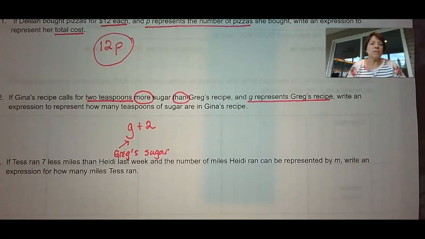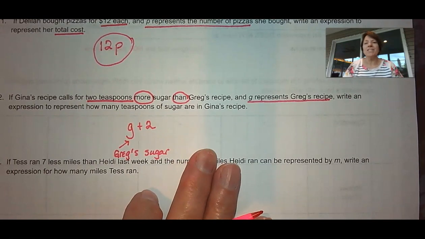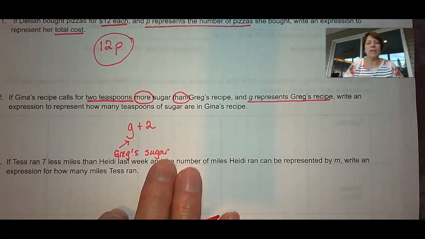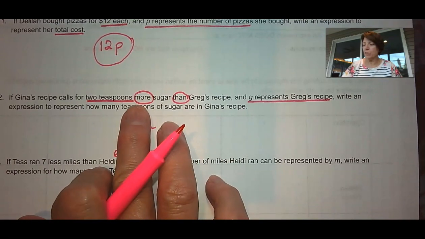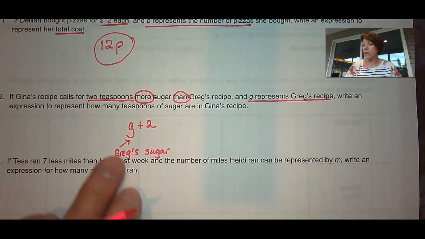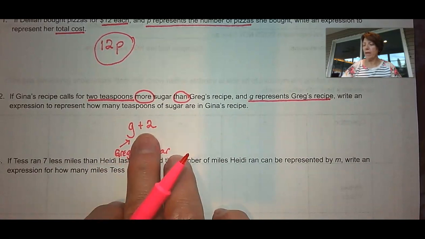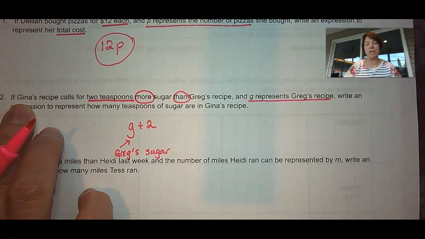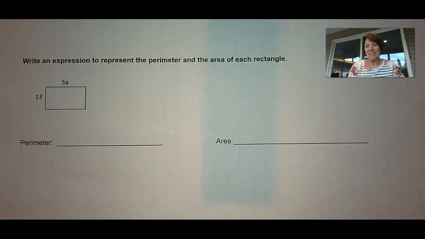All right, our next one here says if Gina's recipe calls for 2 teaspoons more than Greg's recipe, and G represents Greg's amount of sugar, write an expression to represent how many teaspoons of sugar are in Gina's recipe. So my keywords here, more than, she's got more than Greg. So that means we're going to start with Greg's amount of sugar. G tells us right here that G is his sugar, and we're going to add 2 more. So G plus 2 would be an expression to tell us how much sugar Gina has in her recipe. We'll look at the last 2 problems on that list in your SWIC today.